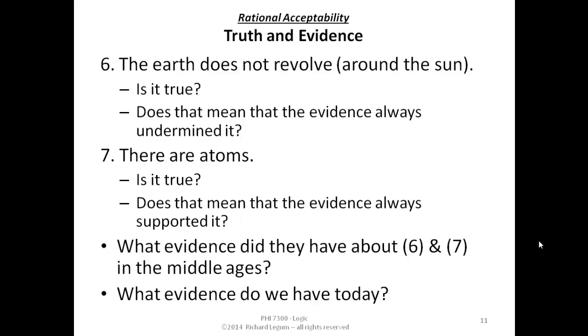So we have to be very careful in evaluating things and understanding the difference between having support from the evidence that we have and its being true.